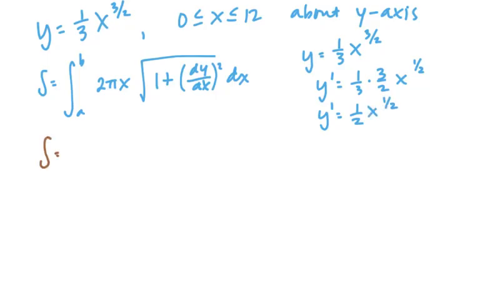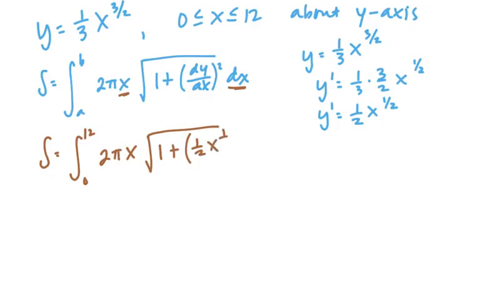So now let's say S equals the integral as x goes from 0 to 12 of 2 pi. Now notice this is dx, so we're going to keep the x. 2 pi x times the square root of 1 plus, and y is 1/2 times x to the 1/2, or the square root of x. You have to decide whatever works best for you. And we're integrating with respect to x.